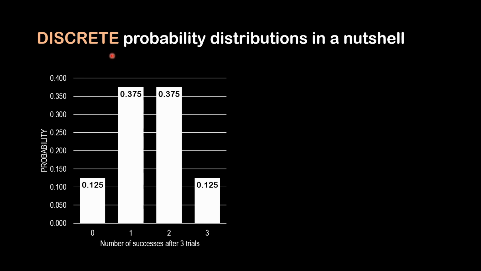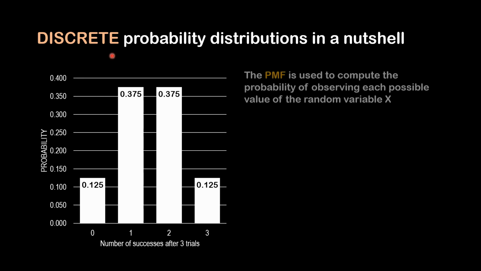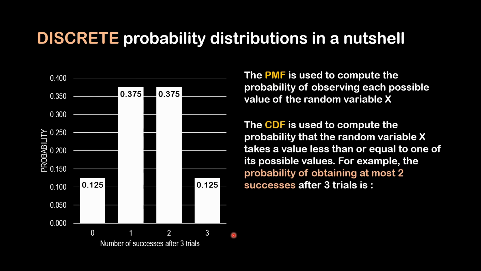For discrete probability distributions, the PMF, the probability mass function, is used to compute the probability of observing each possible value of x. So in this example, the possible values of x are 0, 1, 2, or 3 successes after 3 trials. And the CDF is used to compute the probability that the random variable x takes a value less than or equal to one of its possible values.